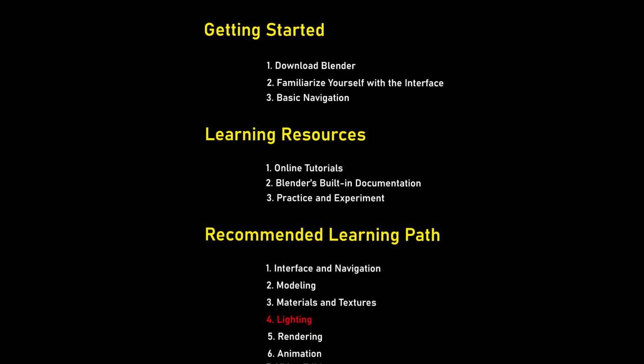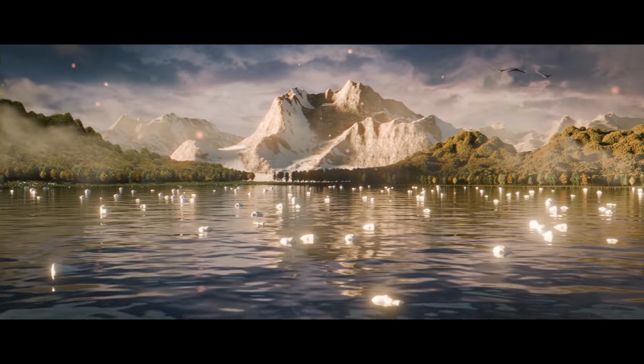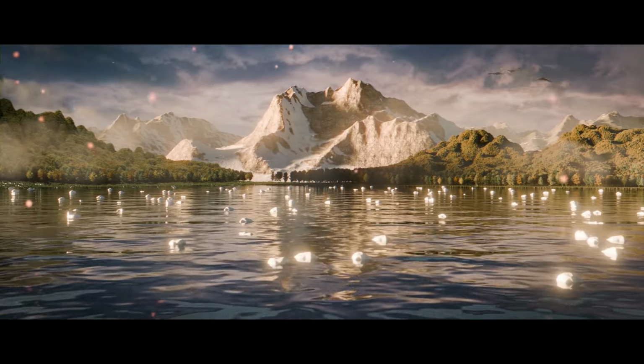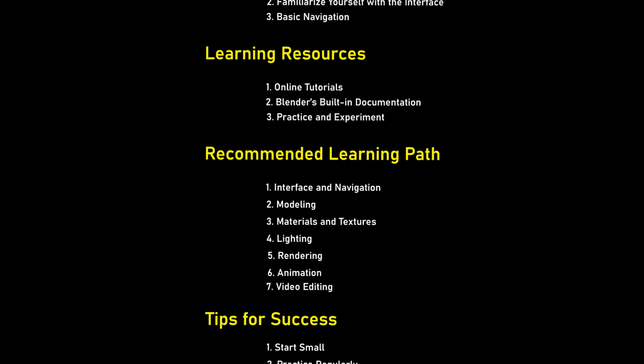4. Lighting. Week 6. Learn about different types of lights: point, sun, area, and spot, and how to set up lighting for your scenes. HDRI lighting. Use high dynamic range images for realistic lighting.